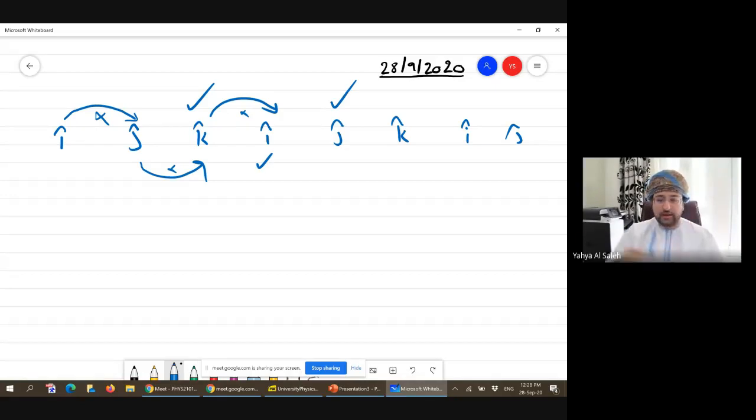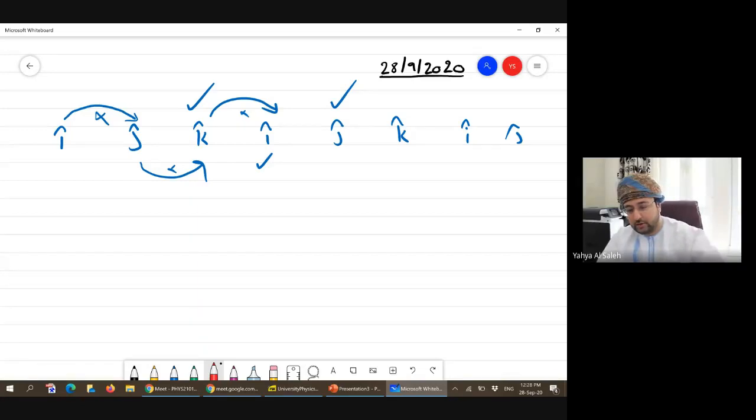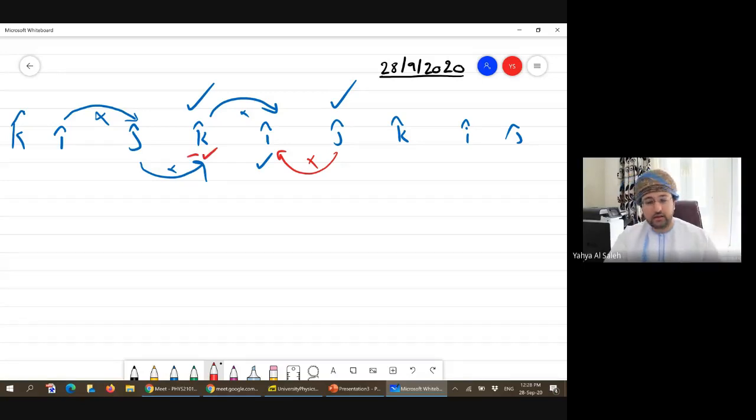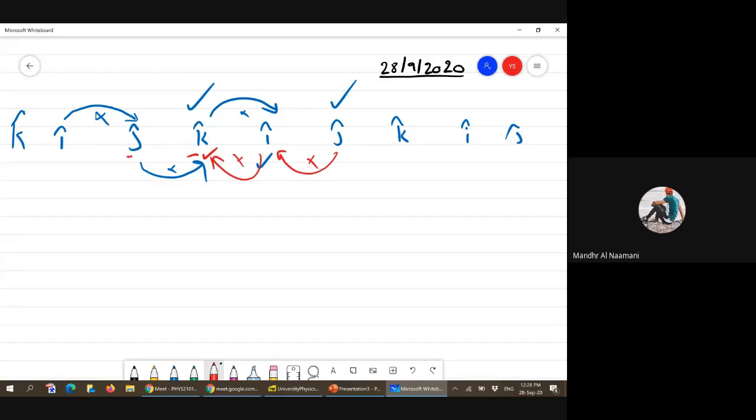Okay, now let's go in reverse. I'll use a different color. Now I want to go instead backwards, so it loops. Now I want to go J cross I. What do I get? Minus K. Excellent. What if I go I cross K? Minus J.